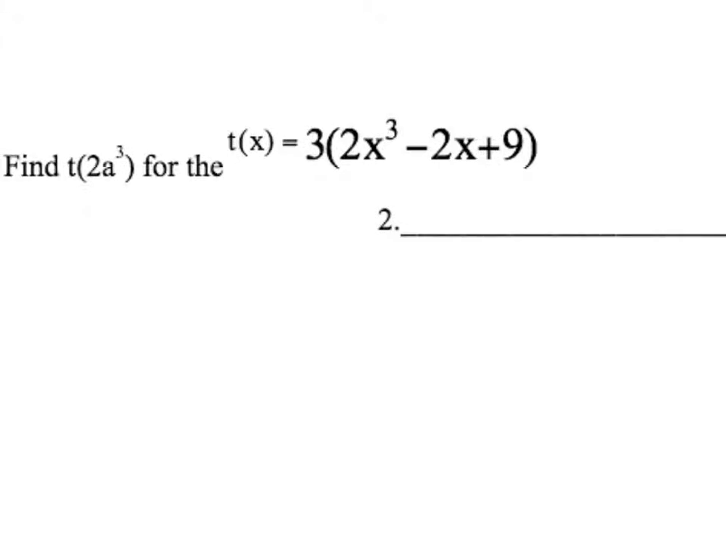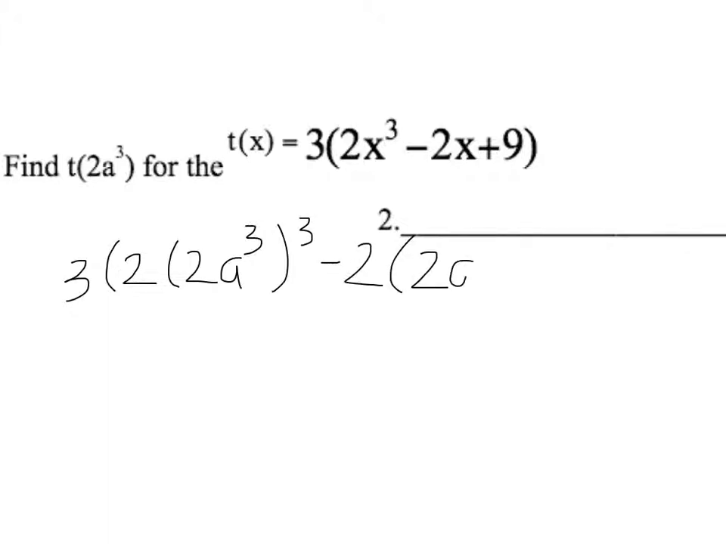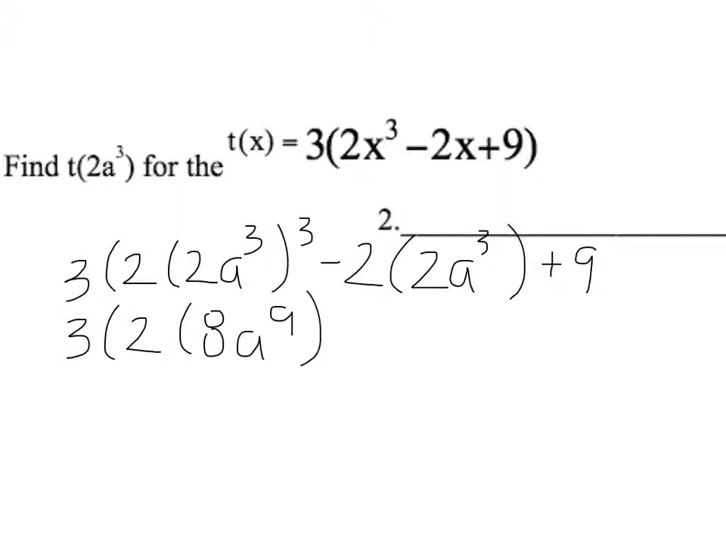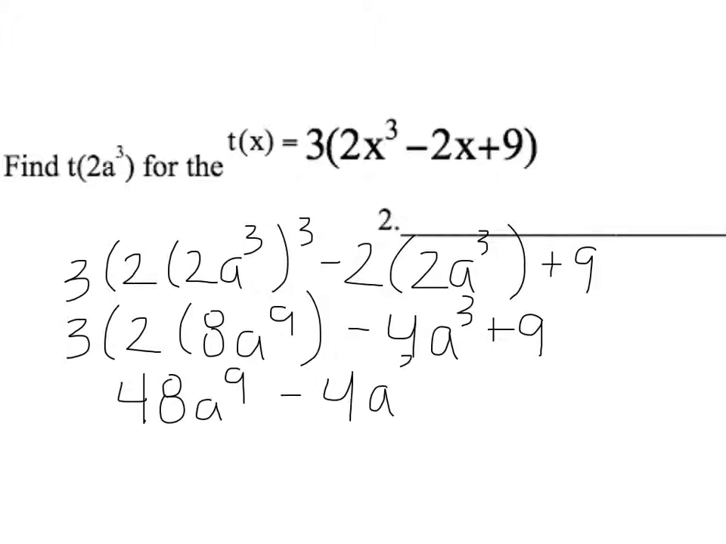I want to talk about some of the challenging problems like number 2 where you had to do a plug-in of 2a cubed. Every time you see an x you'll plug in 2a cubed. Something you had difficulty with on the quiz was taking a monomial with an exponent and taking it to a power. So remember when you have 2a cubed, it's 8a to the ninth. That was something that we struggled on. It's 2a cubed multiplied by itself 3 times. And then once you're done, you're going to follow order of operations and get 48a to the ninth minus 4a cubed plus 9.